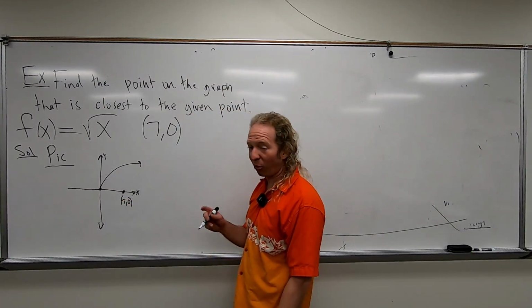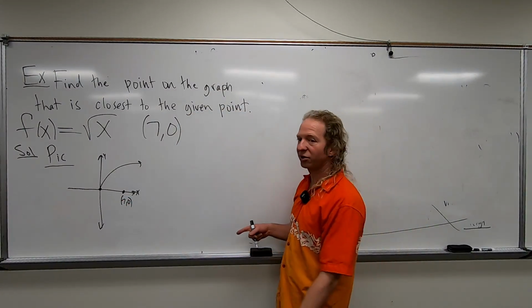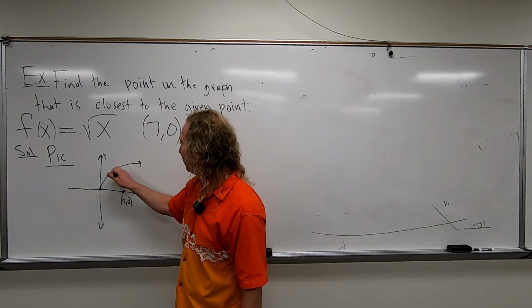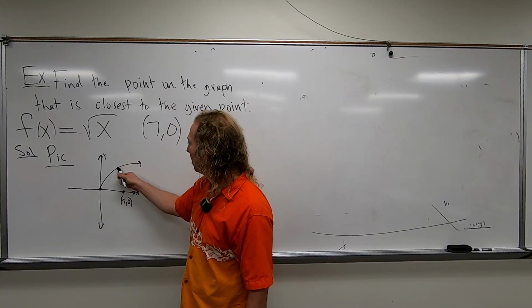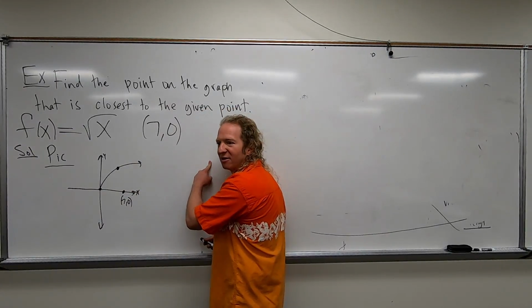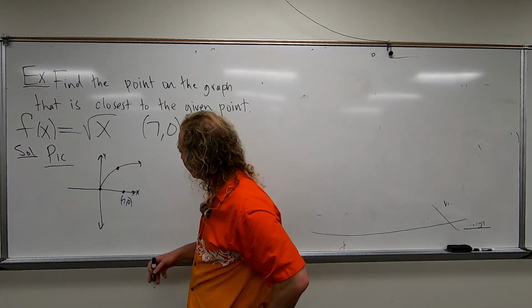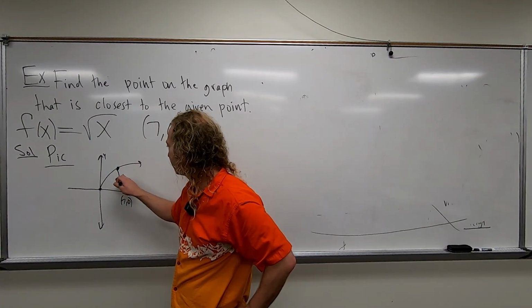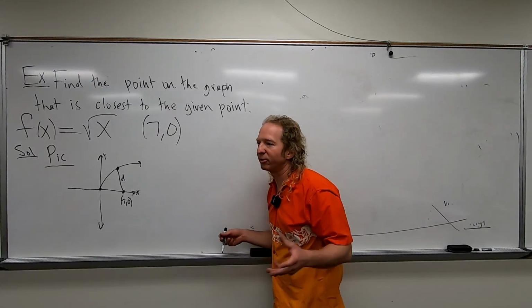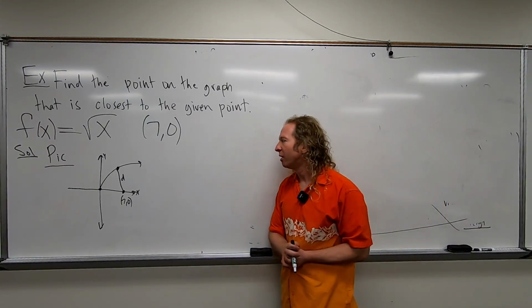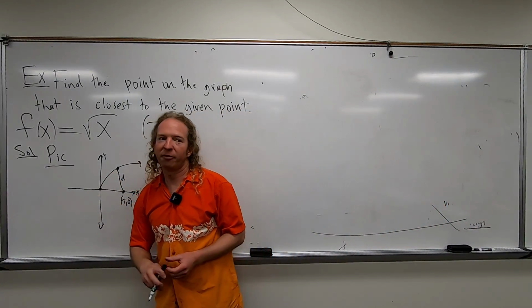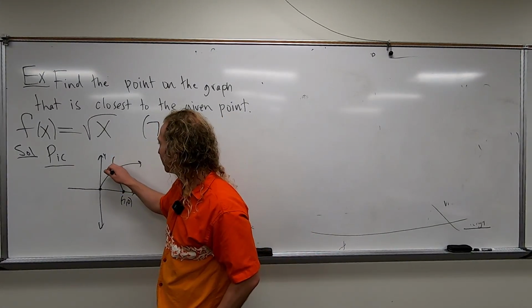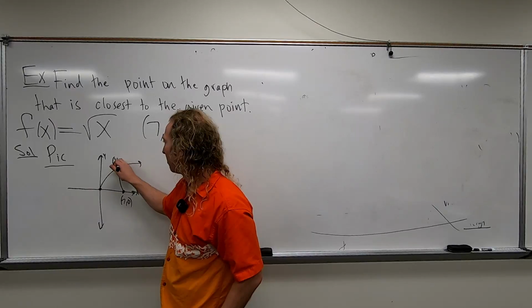So you have to find the point on the graph of this function that is as close as possible to this point. So maybe it's here, maybe it's there. I don't know where it is, but obviously it's not going to be over here because that's far away. It's probably going to be somewhere over here. So I'll draw a line, and let's call this distance d. Basically we have to make d as small as possible. That's the goal. Every point on the graph is (x, y).